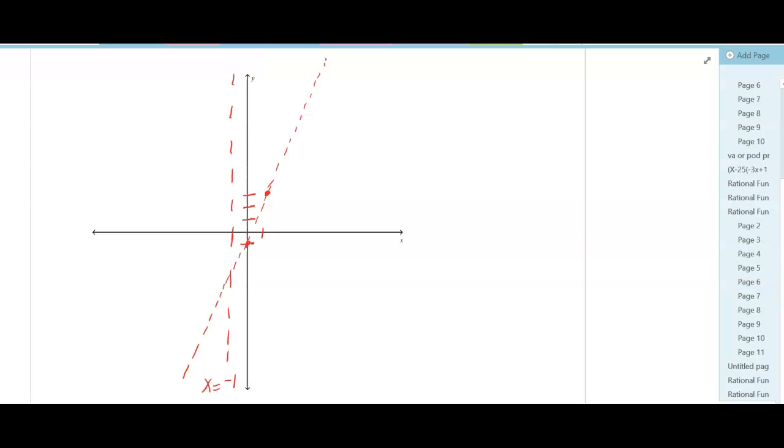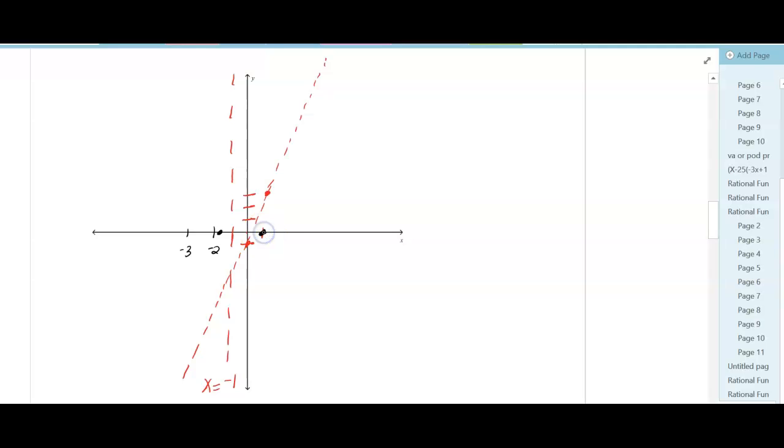The x-intercepts were negative 7 quarters, so that's negative 1, negative 2, negative 3. So that negative 7 quarters might be approximately negative 1 3/4, if I did my math correctly. So maybe right there. The other x-intercept is 1, 0. So that's going to be right here.